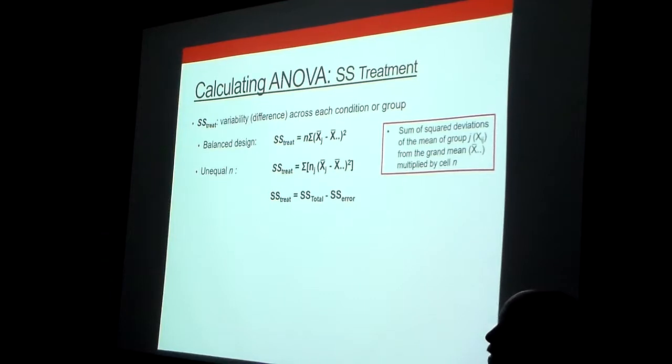Computationally, though, we can start to work backwards. We can calculate our sum of squares treatment as the sum of squares total minus our sum of squares error.